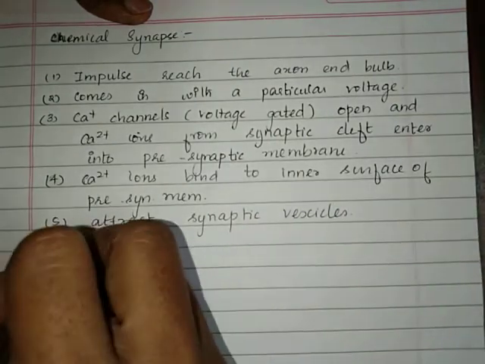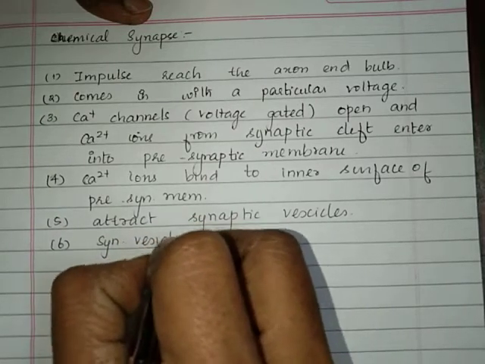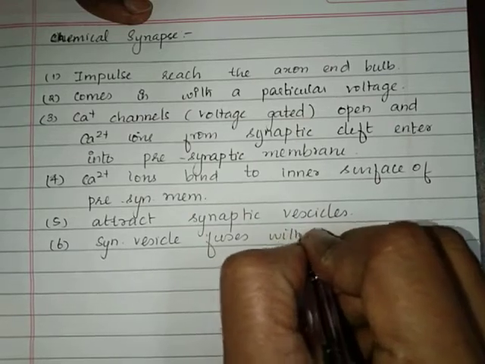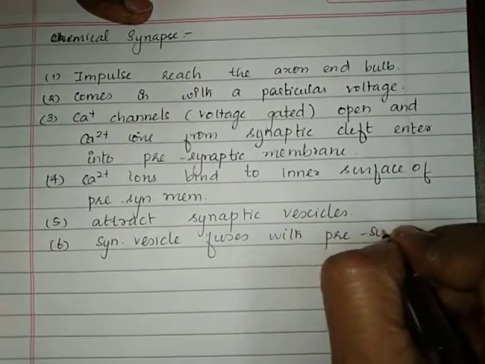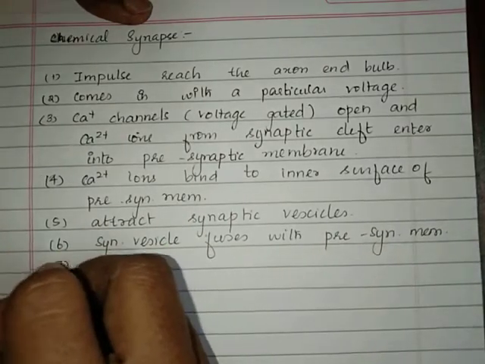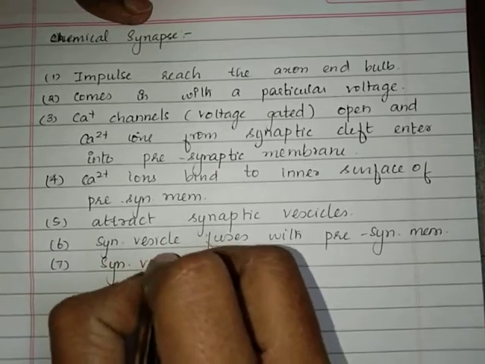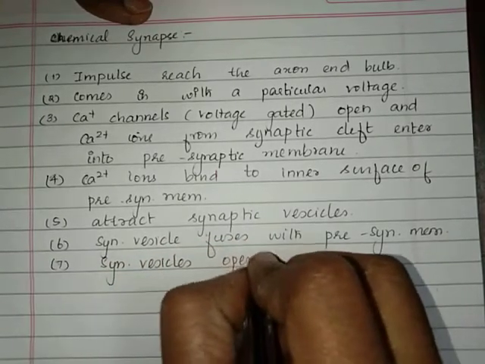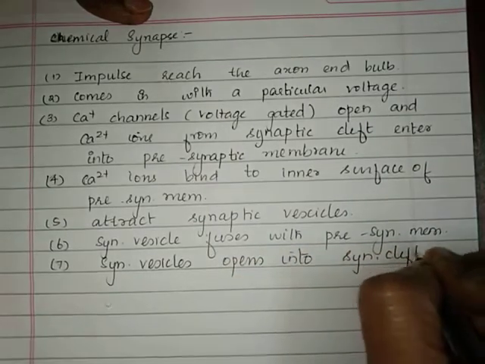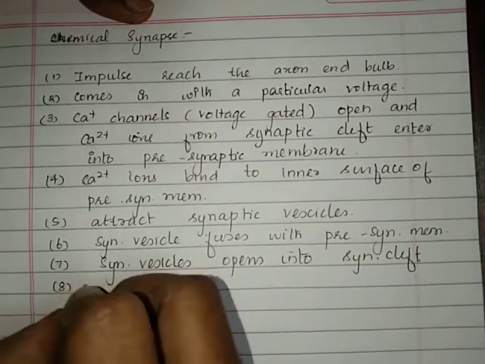And once they attract the synaptic vesicles, the vesicles are going to fuse with the presynaptic membrane. When they fuse, they are going to open to the synaptic cleft. Synaptic vesicles open into the synaptic cleft. So now the synaptic vesicles open into the cleft. Inside the synaptic vesicles, what is there? Neurotransmitters.